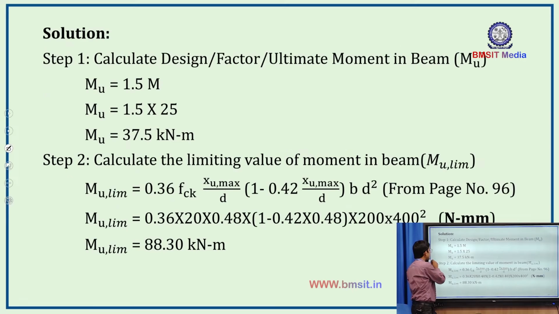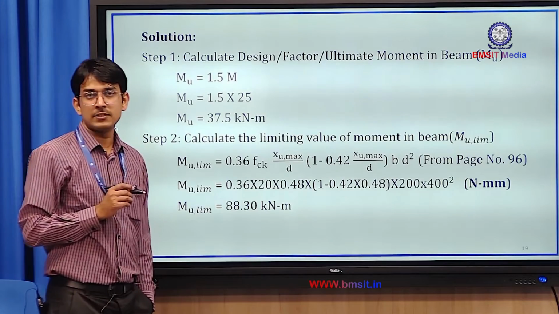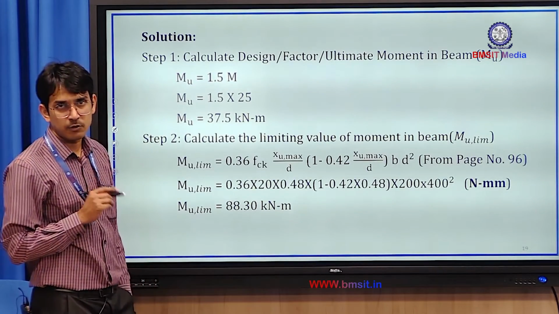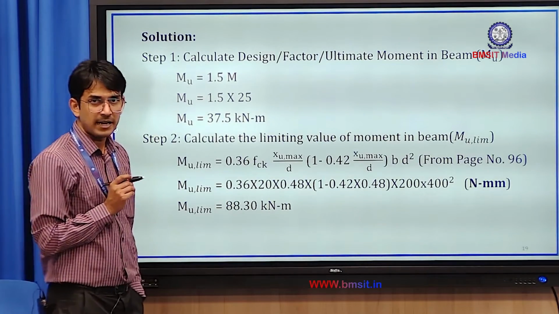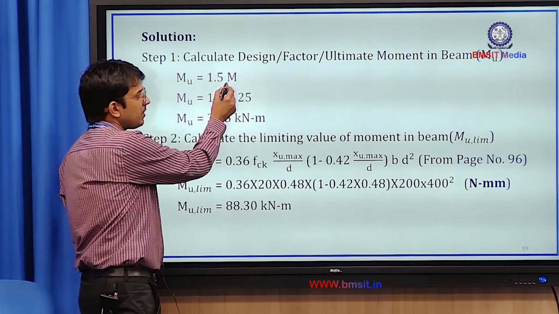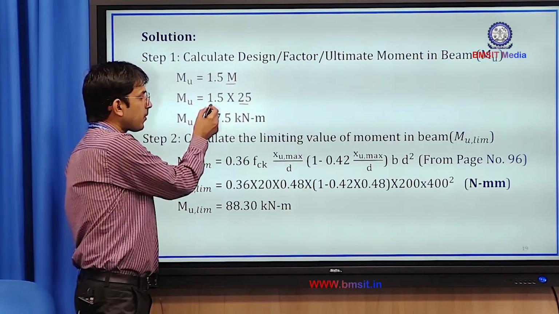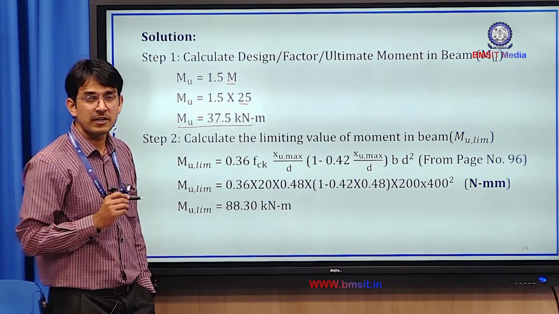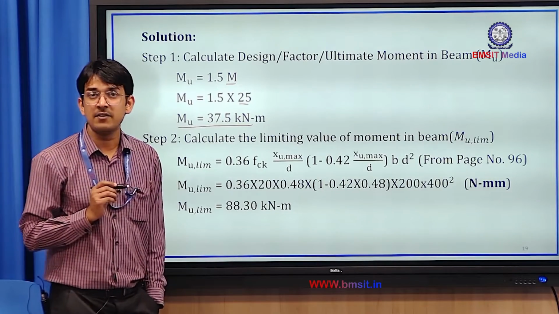First step, we have to convert M into Mu. To find out the area of steel by comparison, we require two values, that is Mu and Mu limiting. So first we calculate the ultimate moment, which is 1.5 times the maximum bending moment. The maximum bending moment is 25 kilonewton meter. Multiplying by 1.5, we get the ultimate moment, 37.5 kilonewton meter.